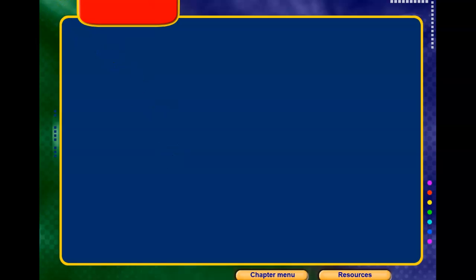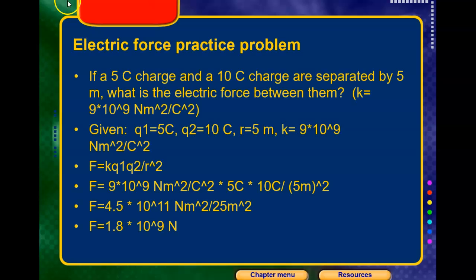Now we're going to do a sample problem. If you have a 5 coulomb charge and a 10 coulomb charge separated by 5 meters, what is the electric force between them? It also gives you the fact that Coulomb's constant is 9 times 10 to the 9th newton meter squared per coulomb squared. So Q1 is 5 coulombs, Q2 is 10 coulombs, the distance between them is 5 meters.